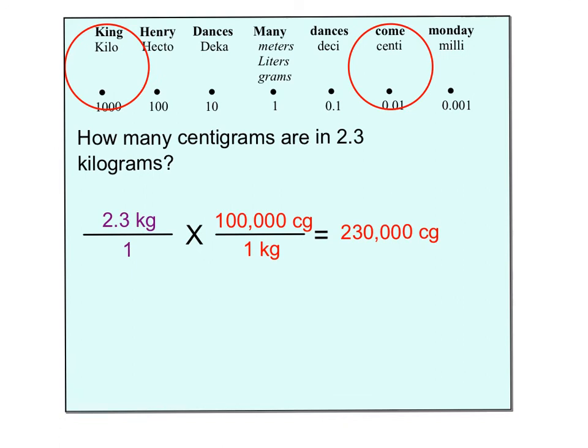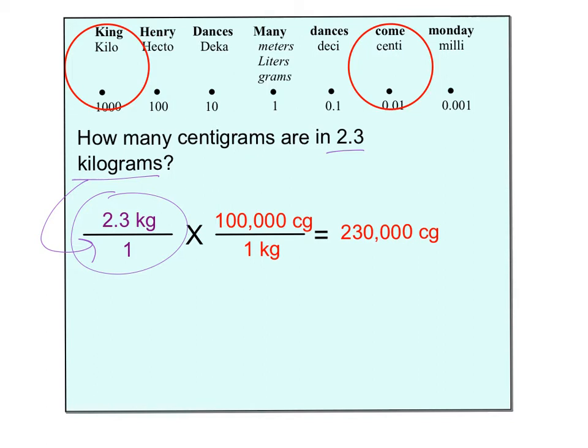So here's an example of how this would play out. Your typical question would be, how many centigrams are in 2.3 kilograms? So how many of this and how many of that? The first step that you always need to do is take the number I've given you, 2.3 kilograms, and put it over 1 like you see here. Any number divided by 1 is just itself, so you're not changing it. You're just setting up your fraction.